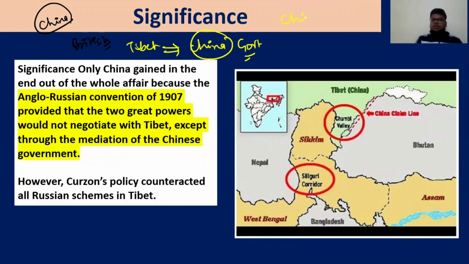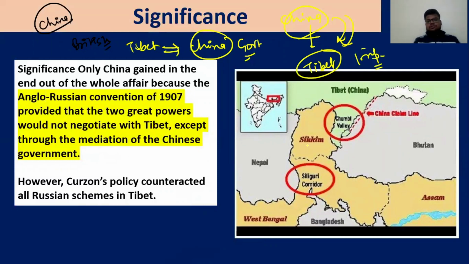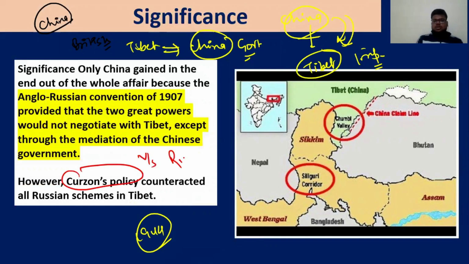Earlier the Chinese government was not interfering much in Tibet, but this convention gave them a lot of leverage, so that they became a very important player in the Tibet story. And we all know what happened after 1949, how Tibet was slowly annexed by China. However, the main point of Curzon's policy was to counter the Russian threat, not the Chinese government, where he succeeded. He eliminated the Russian threat, but obviously the main winner was China.